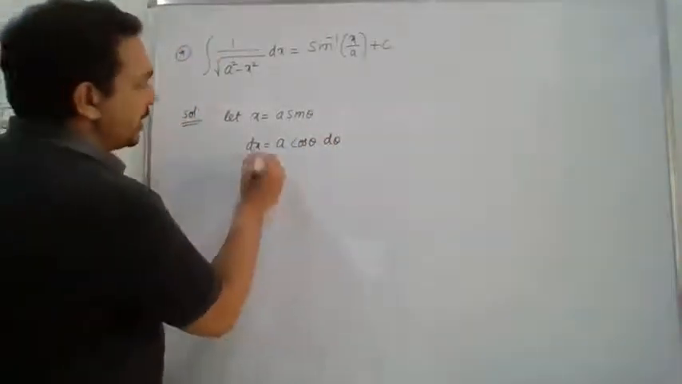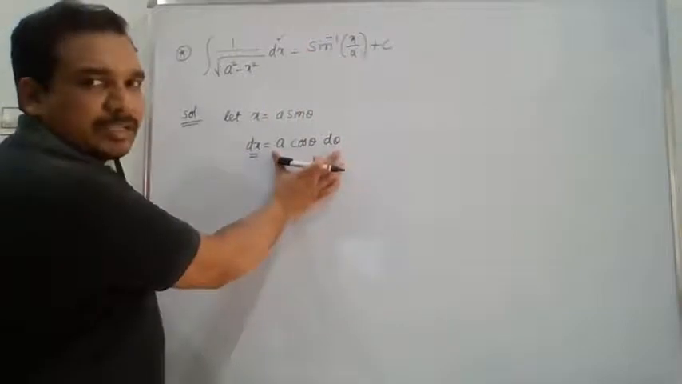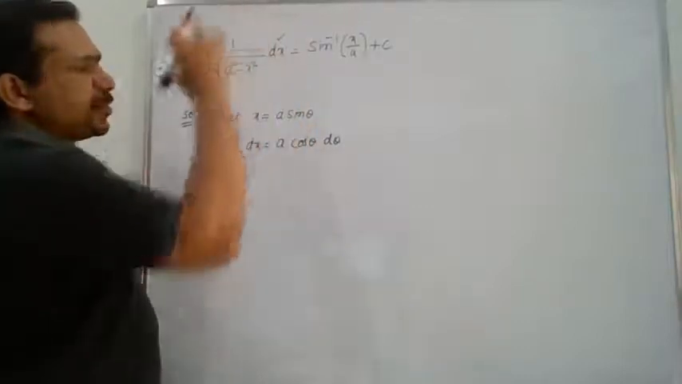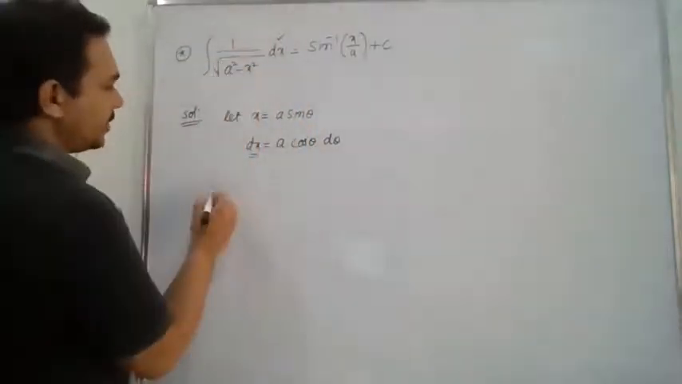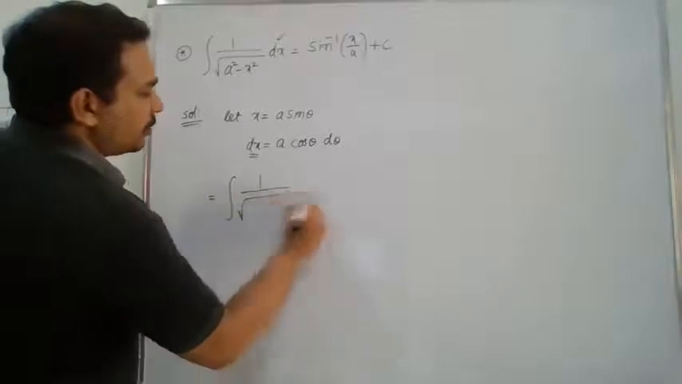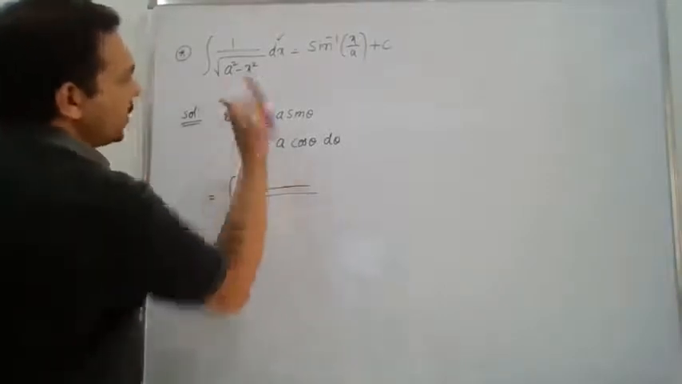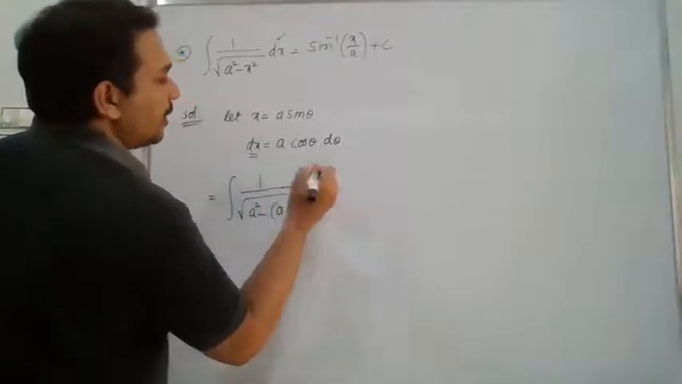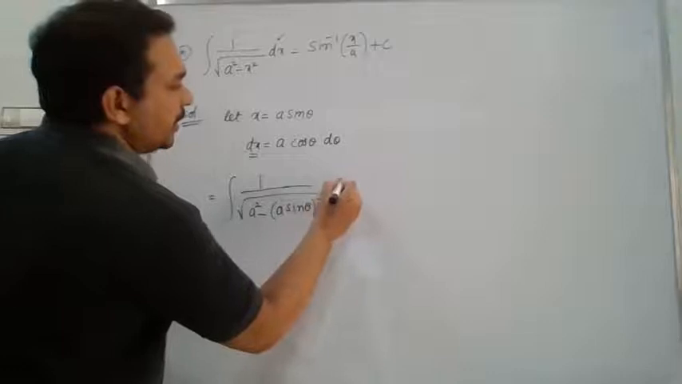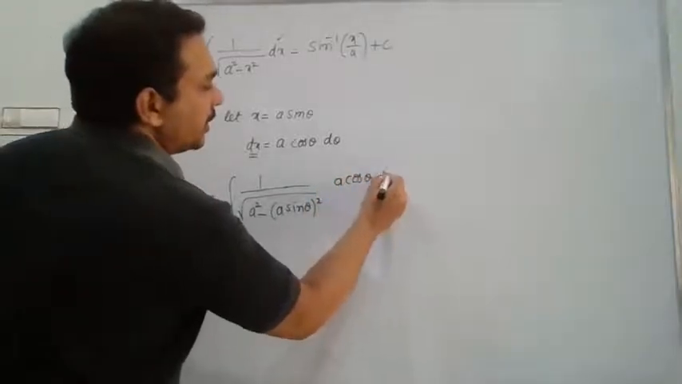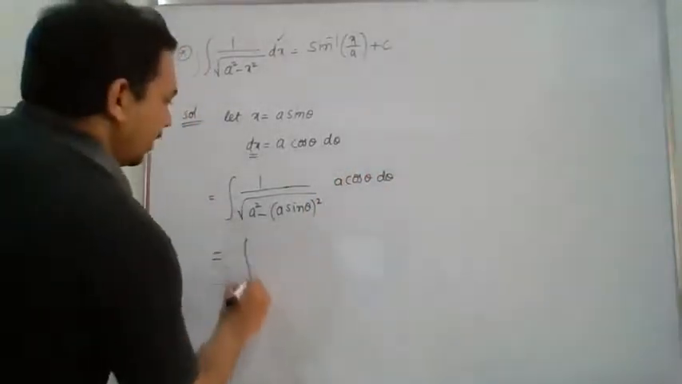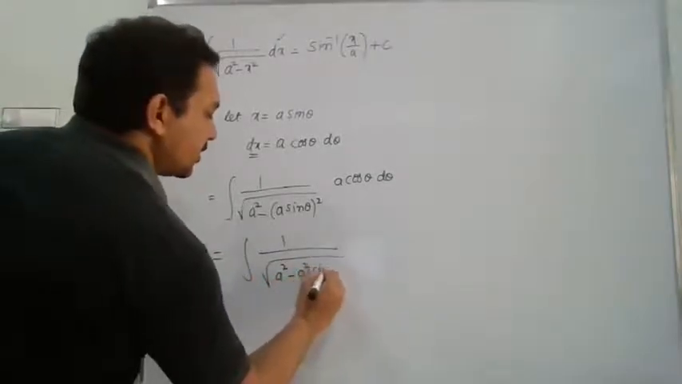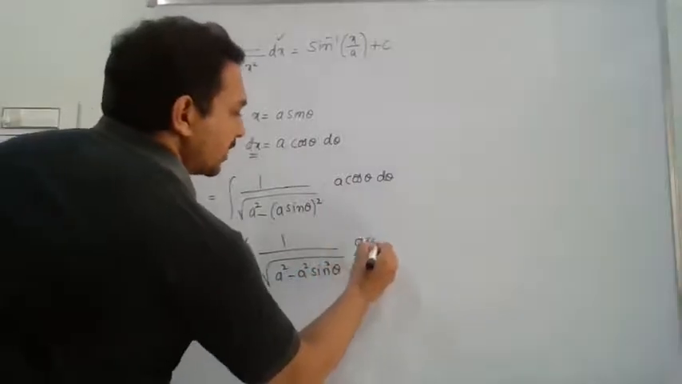Okay, means instead of dx we have to write a cos theta d theta, and instead of x we should write a sin theta. This is the substitution way. Okay, substitute them inside the question. Integral 1 by square root of a square minus x square. x is what? a sin theta. a sin theta whole square d theta, but dx. But instead of dx also we should write a cos theta into d theta. Clear? Then integration of 1 by, this is square root of a square minus a square sin square theta into a cos theta d theta.